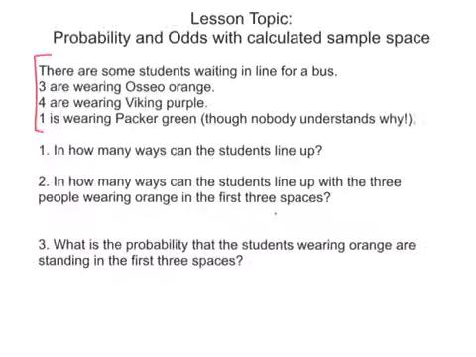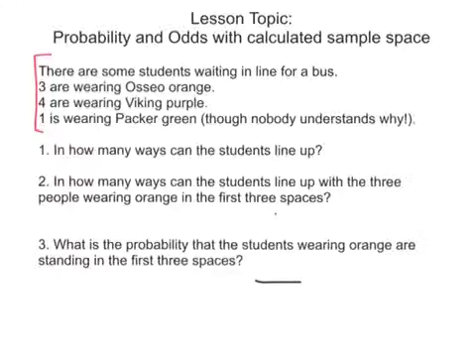Okay, so thinking about probability, we know that probability is a fraction, and in the numerator we need to know how many ways can that happen. How many different ways are there that the 3 students wearing orange are standing in the first 3 spaces? And in the denominator we need the total number of possibilities for that line. How many different ways can those students line up? That's what these 2 questions are going to answer for us. The first one says, in how many ways can the students line up? That is going to be our sample space, the total number of ways that they can line up.